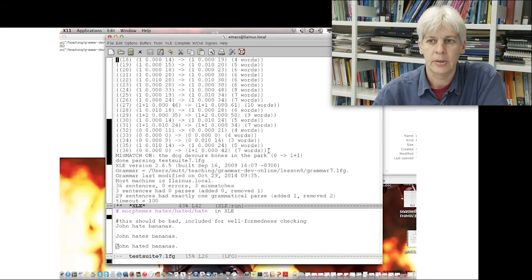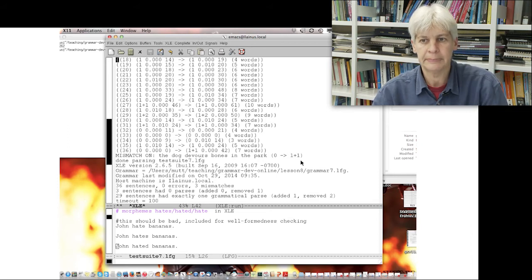There are no mismatches, but we do have one mismatch down here. The dog devours bones in the park. It's gone from 0 to 1. That's very good, actually, because this sentence is from way back at the beginning of the course, where park was not part of the lexicon, so this sentence never parsed. But when we integrated the morphological analyzer, we gained access to all the nouns in its lexicon, so park can now be parsed as well. We now have a lexical entry for park, so this sentence parses. That's very nice.